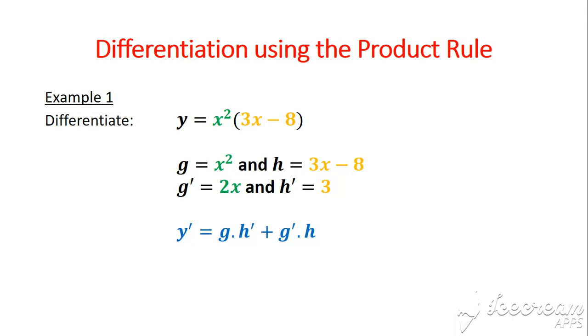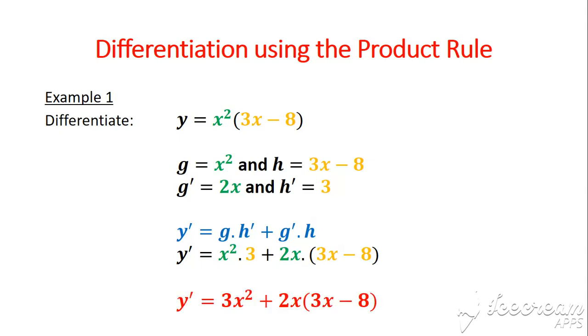Now we can substitute into the product rule, because y dash is equal to g, which is x squared, times by h dash, which is 3, plus g dash, which is 2x, times by h, which is 3x minus 8. And we're done. We can write down our answer, but it may sometimes be useful to simplify it. Expanding out the brackets and simplifying, we would get y dash is equal to 9x squared minus 16x.